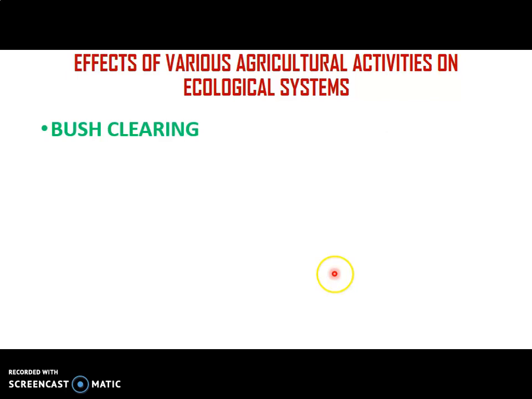But when we look at the positive effects, one thing is that the ashes from bush burning add nutrients to the soil. And apart from this, useful organisms such as putrefying bacteria, nitrifying bacteria, nitrogen-fixing bacteria and earthworms, if they decay, also add nutrients to the soil, thereby increasing soil fertility. These are the advantages of bush burning, but the disadvantages are too numerous compared to the advantages.